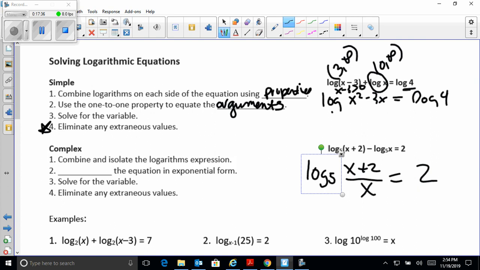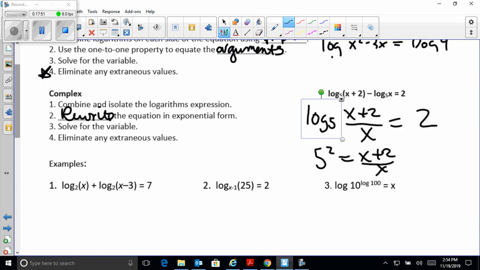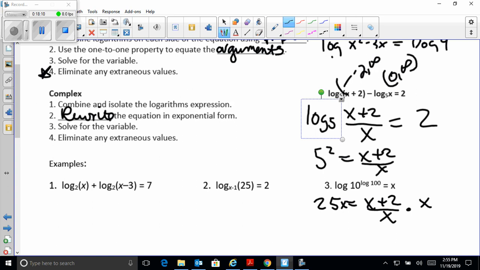Then I need to rewrite in exponential form. That's what we practiced on the day we did logs. So this is 5 squared is equal to (x plus 2) divided by x. Now I can solve it. Again, I have to make sure when I solve it that I'm careful and look at any values that it can't be. So the domain is going to go from -2 to infinity and then from 0 to infinity. So that's what I'm looking for.